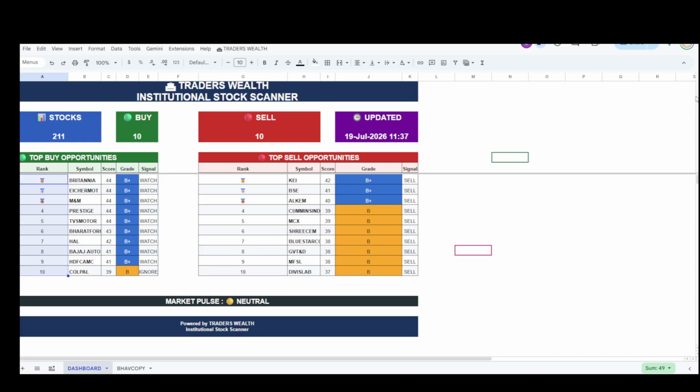If it is B plus, it's a second grade trade. But if it is A plus, that is grade one, then you can go for them, buy them and trade in that.